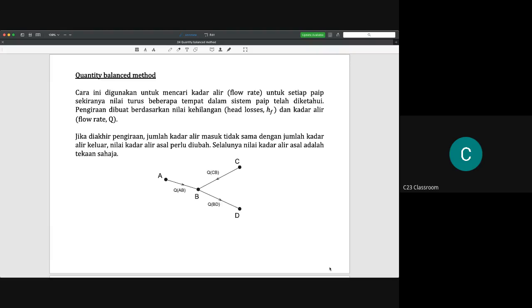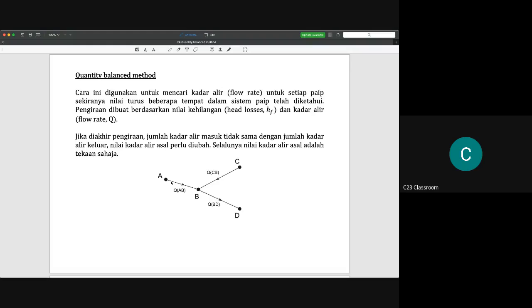Today, I would like to introduce to you another method that we could use to calculate or to predict the flow rate for pipe network. So this method is called the quantity balance method. This method is actually to determine the flow rate for each pipe.